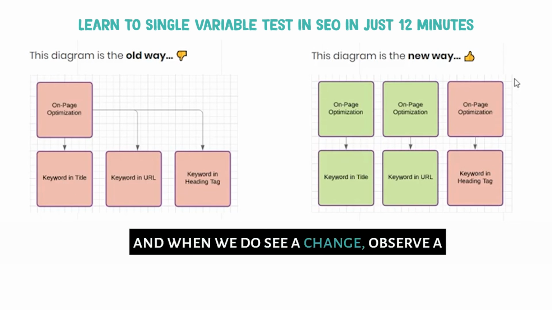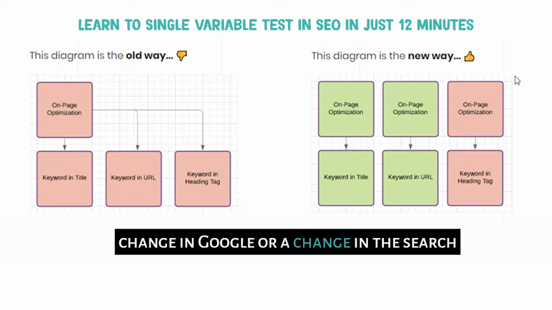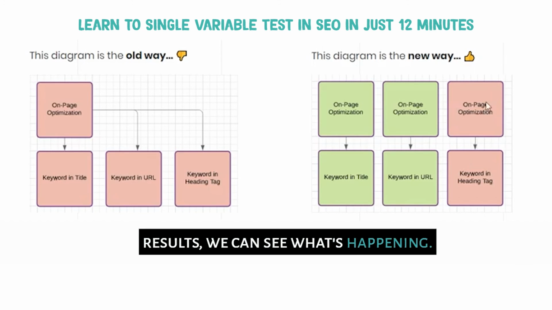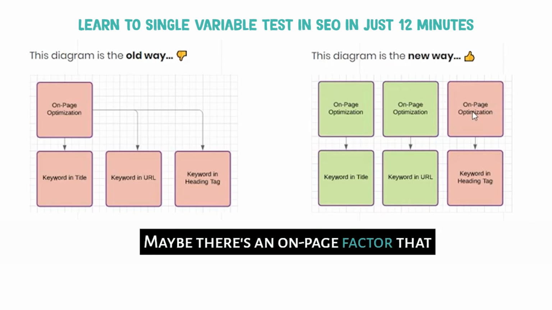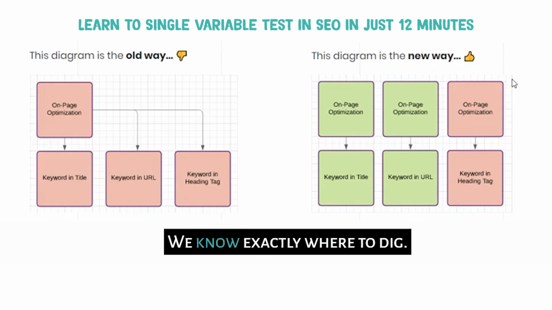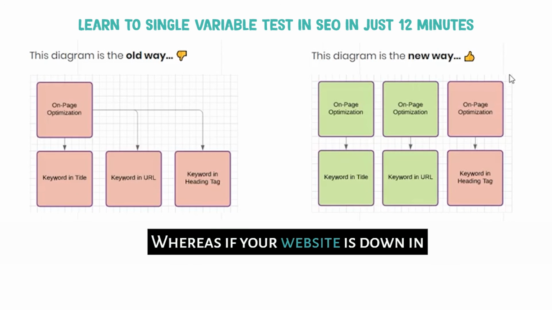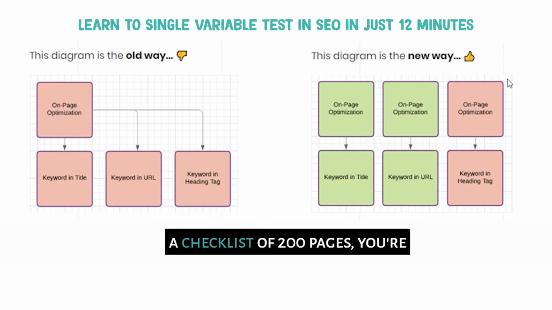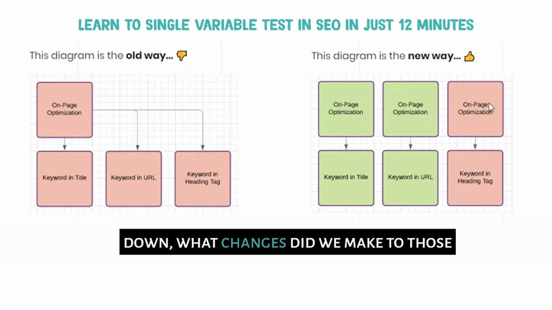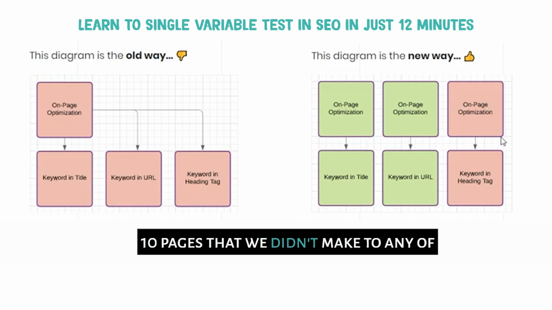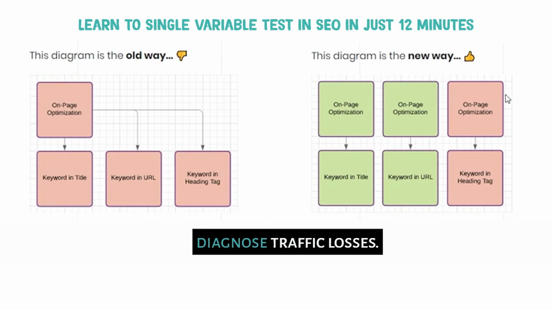And when we do observe a change in Google or a change in the search results, we can see what's happening. And if we don't see what's happening, we know there's a gap, right? Maybe there's an on-page factor that we're not aware of, or maybe it's an off-page factor we're not aware of. So then we know exactly where to dig. Whereas if your website is down in traffic, instead of going through a checklist of 200 pages, you're now able to look at correlation. So you can see, okay, these 10 pages were down. What changes did we make to those 10 pages that we didn't make to any of the other pages that are up in traffic? So it becomes very easy to diagnose traffic losses.